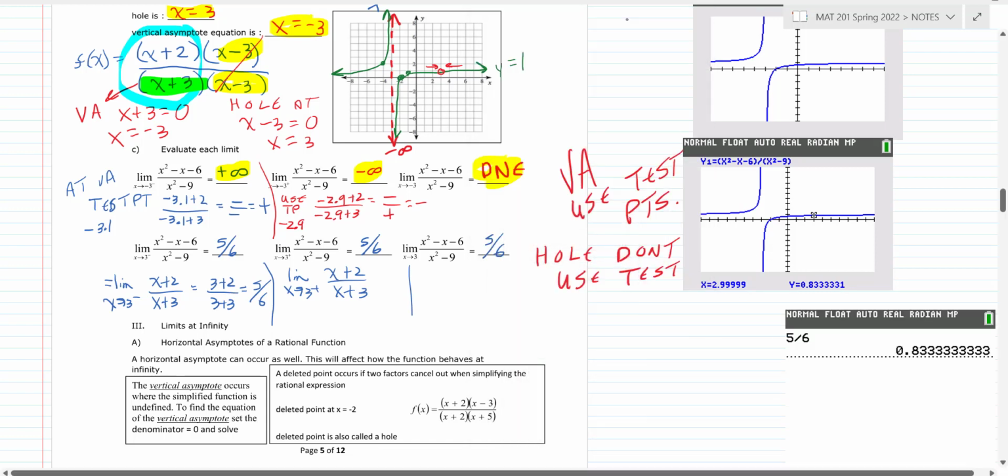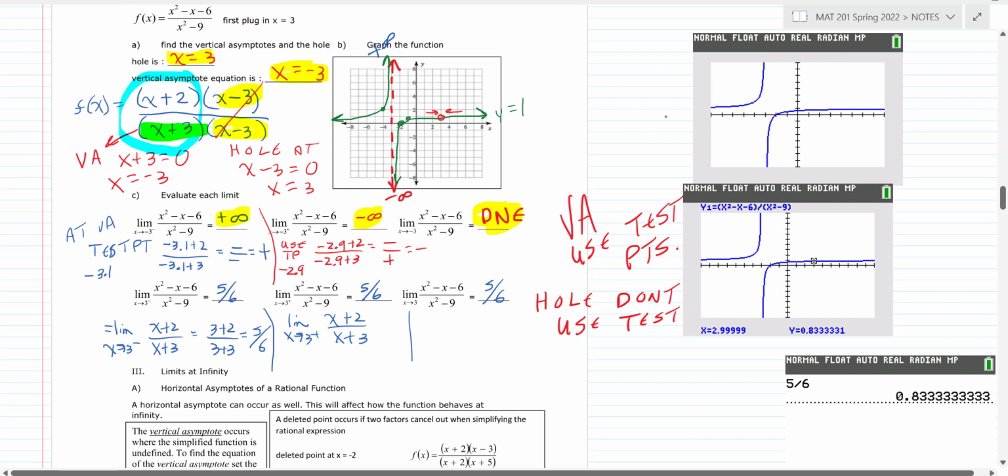Okay? All right. So that will be the end of part 1 of the video. And that will get you through how to work with a limit at a vertical asymptote.